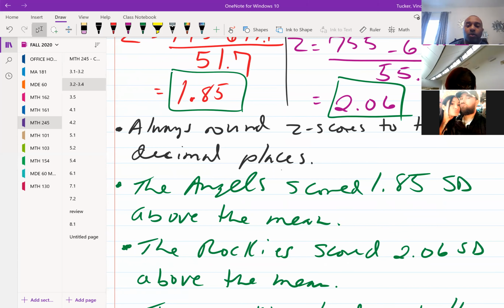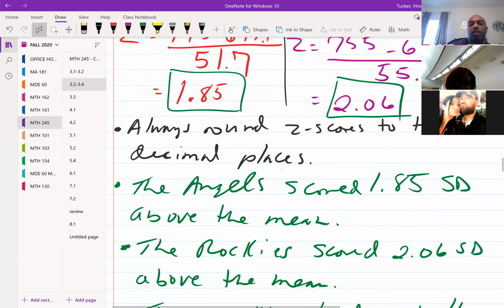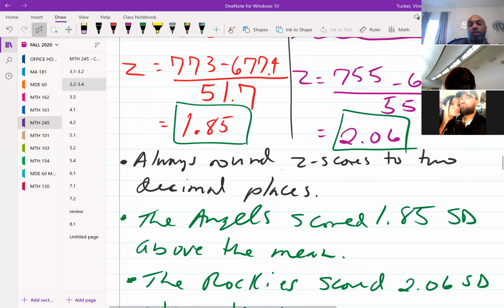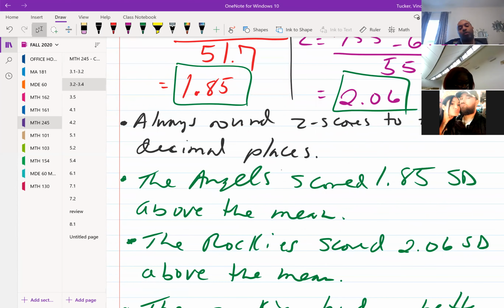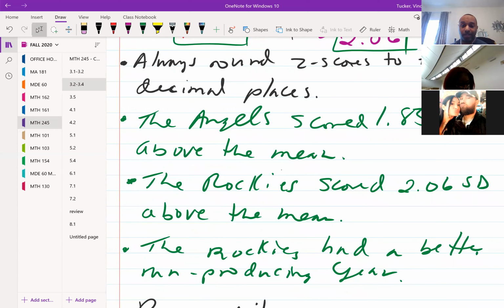The Rockies scored 2.06 standard deviations above the average. And don't forget, the Angels scored 773 runs. The Rockies scored 755 runs. So the Rockies scored less. But above the average in the National League, they scored more as far as standard deviations are concerned. So that means the Rockies had a better run producing year or season than the Angels.